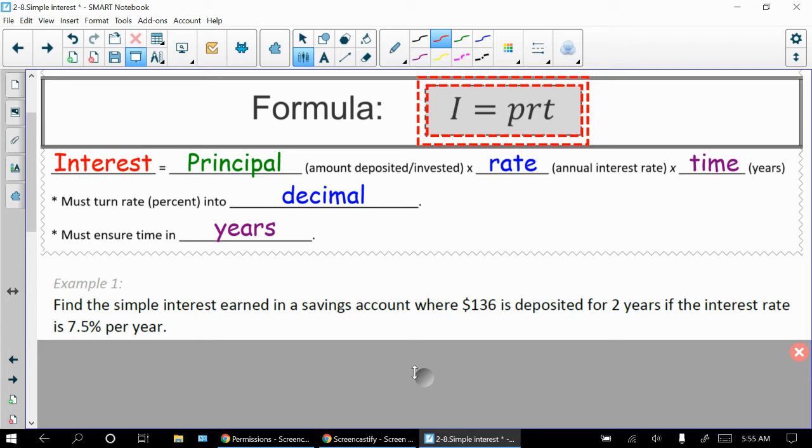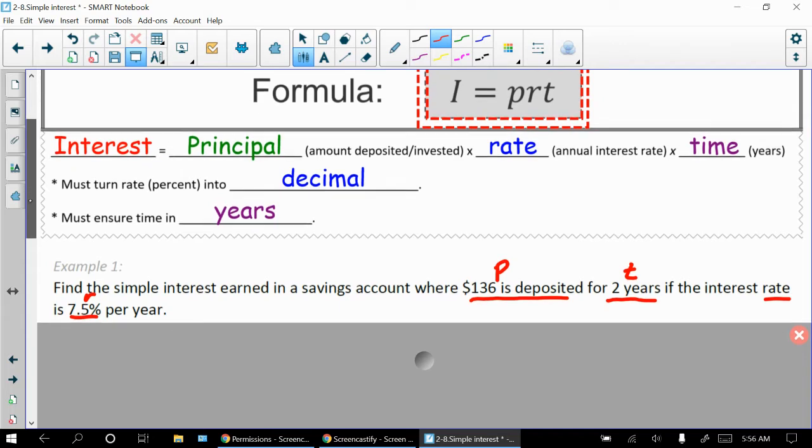All right, so here's our first problem. Find the simple interest earned in a savings account where $136 is deposited for 2 years if the interest rate is 7.5%. What I like to do is come through and label what is what. This means it was deposited, so that's my principal. This says 2 years, so that's my time. And it says the rate, and it's in a percent, so that's my R.